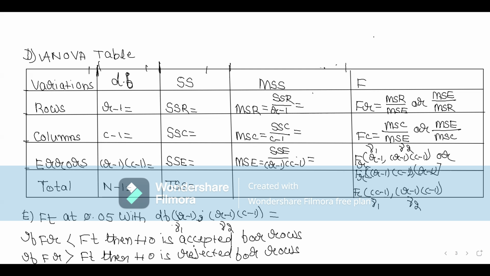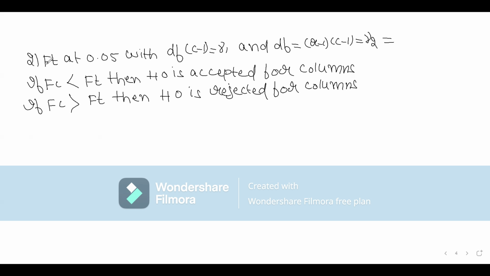Then FT at 0.05 with the degrees of freedom. Look here, the degrees of freedom mu1 and mu2. See the table and find the value. And compare this value with the FR value. Look here, FR and FT. Whichever is smaller or greater, you check. Suppose FR is smaller than FT, FT means table value, then H0 is accepted. Suppose FR is greater than FT, then H0 is rejected.